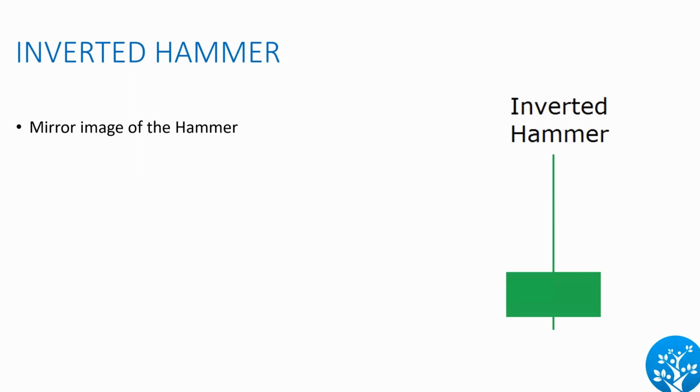All right. Let's look at the next candle. Candle number 6, the inverted hammer. What does the inverted hammer look like? Exactly the reverse of a hammer. So it's a green color candle which has a long upper wick. It's a mirror image of the hammer. A green color candle with a small body, small or no lower wick, and a long upper wick.